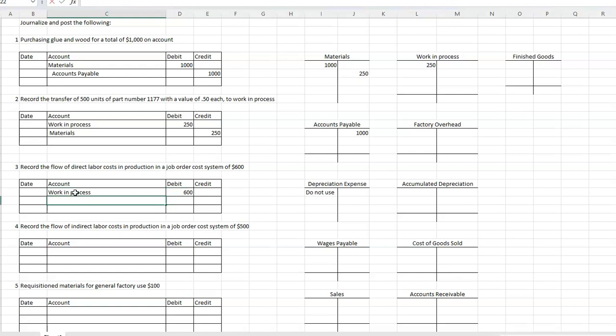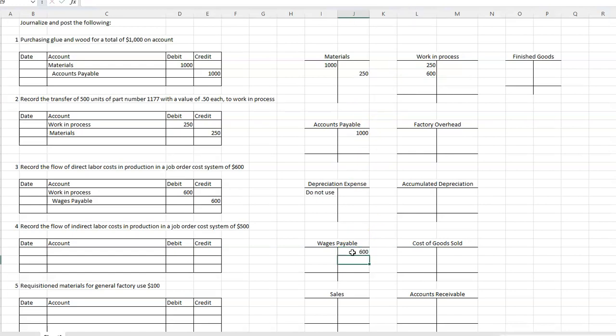And we can always assume that we do a wages payable for this. So take a minute and think about this. Normally you would have done wage expense, but we don't expense anything inside the factory because they are all product costs. So they all get assigned to inventory first. So it was direct, so it went to work in process. So let's go increase our work in process by $600, and our wages payable will be increased with a credit of $600.